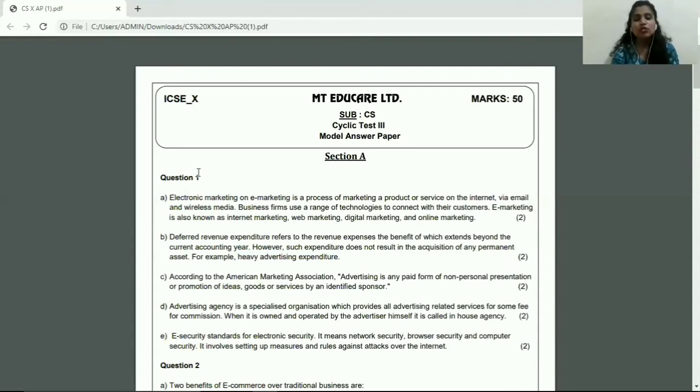Now moving on to question 1C, define advertising. Now students, it's a definition that's been asked. So you'll pick up a definition that's given in your textbook according to American Marketing Association. Now since it's a definition, the definition has to be written exactly word to word. No words can be changed.